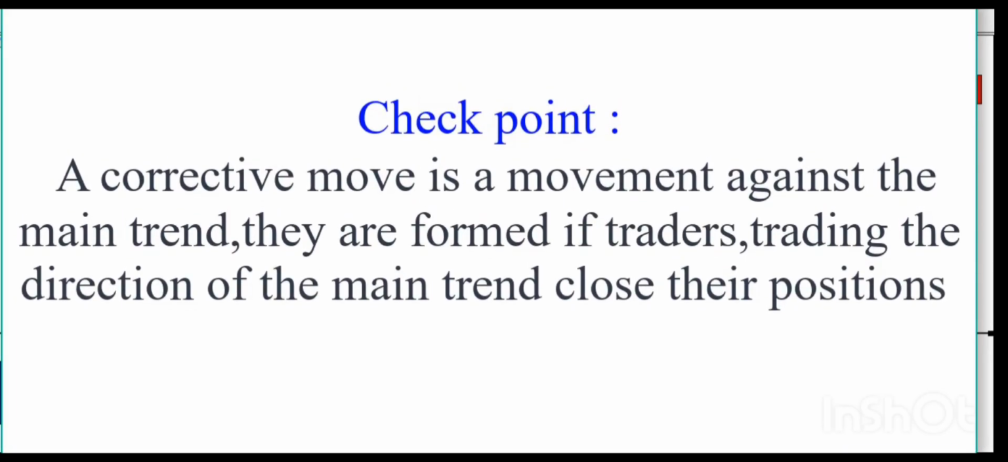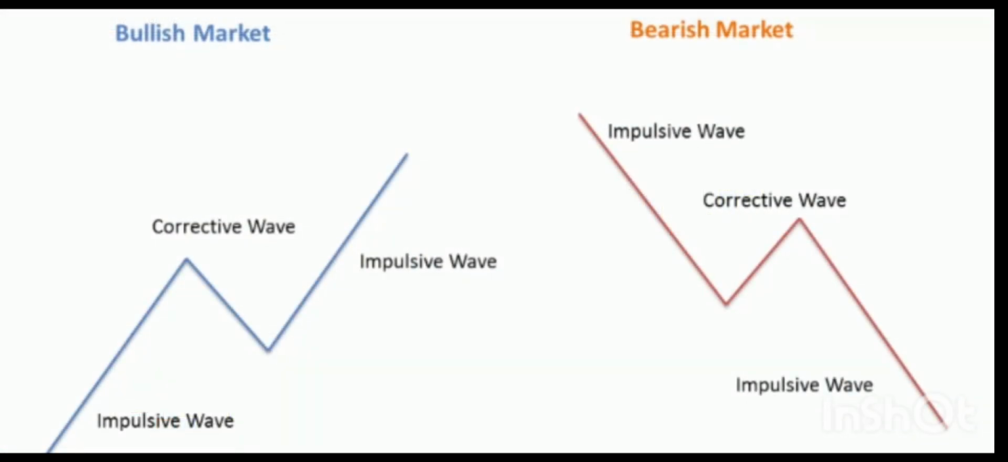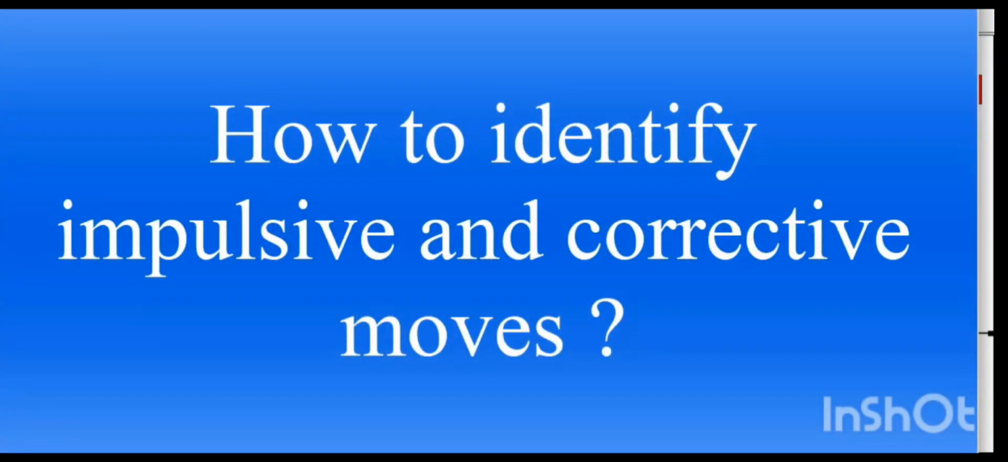They are formed when traders trading in the direction of the main trend close their positions. Once they close their positions, those market conditions are driven by the market makers, like the banks and the institutions. How do we identify these impulsive and corrective moves in our everyday chart?